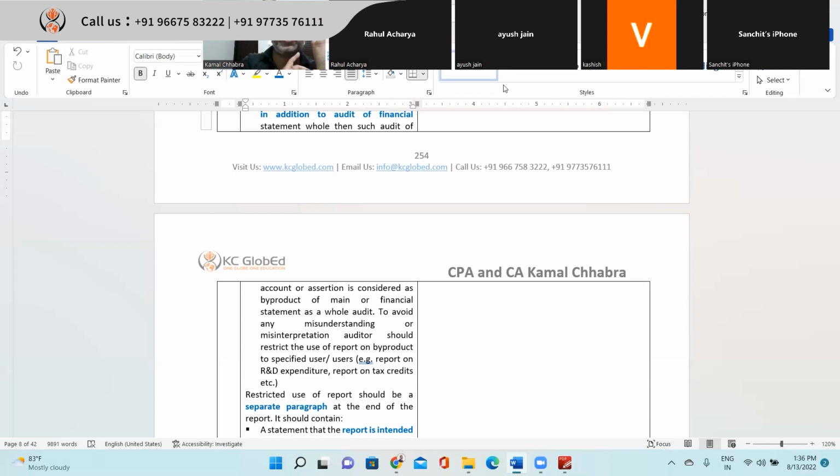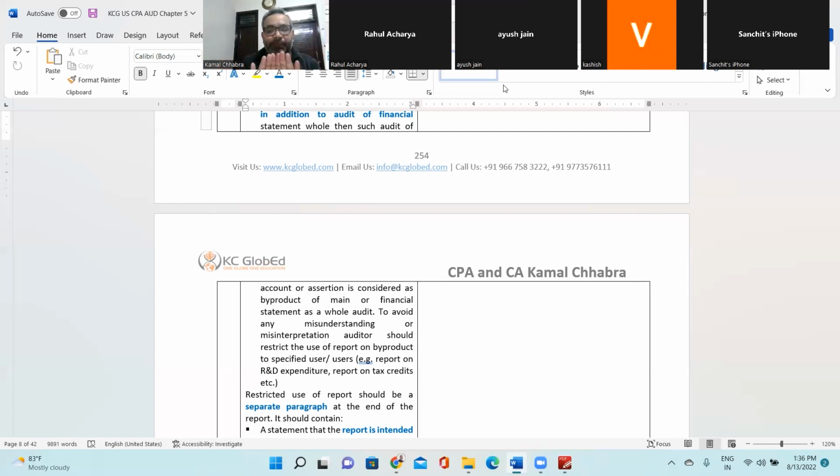So here you'll be issuing a specific report on the research and development expenditure for a specific purpose to a specific party. In that scenario, you should not combine the financial statement report with that specific financial statement line item, account balance, or disclosure report. So you need to issue two separate reports. The financial statement report will be available for the general public, but the report on R&D expenditure for a specific party and specific purpose can be restricted use. Make sense?